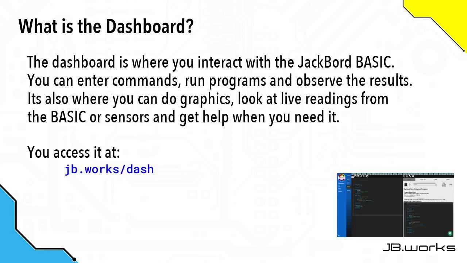You can enter commands, you can run programs, and you can see the results of these. But it's also where you can do graphics. You can look at live readings from the BASIC or from sensors. And it's where you can get help where you need it and when you need it. You access it at jb.works/dash, and you'll need a Google account to be able to log in.